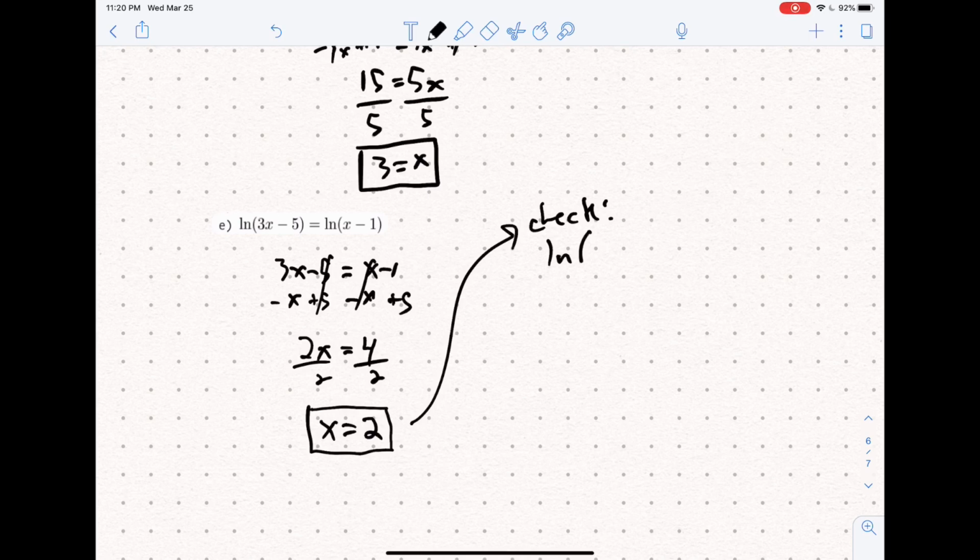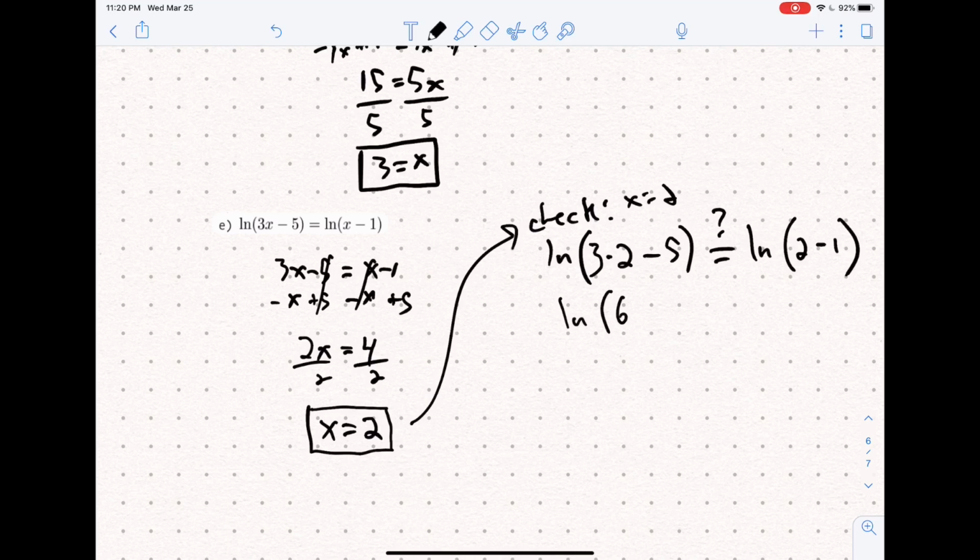The natural log of... I'm going to check by plugging in x equals 2 for x in the equation and just see if it still remains equal. So 3 times 2 minus 5, and we want to know, is that equal to the natural log of 2 minus 1? Now, on the left-hand side, the 2 times the 3 is 6, so this is the natural log of 6 minus 5, and if we simplify this, that's the natural log of 1, which is equal to the natural log of 1.